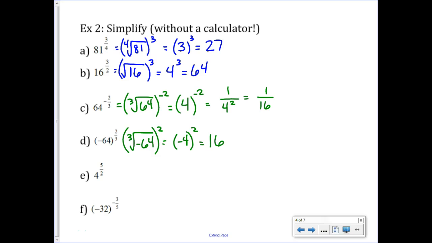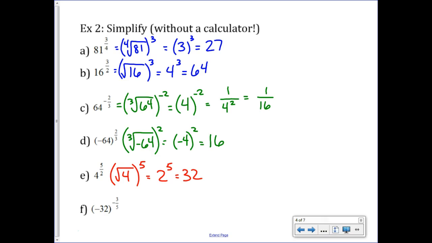All right, then I have 4 to the 5 halves power. So I have the square root of 4 to the 5th power. So the square root of 4 is 2 to the 5th power. 2 to the 5th is 32.